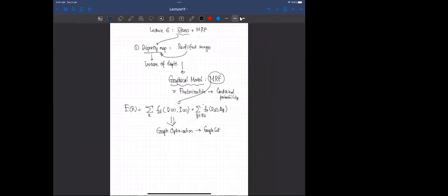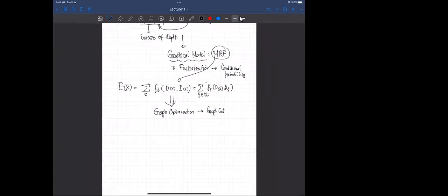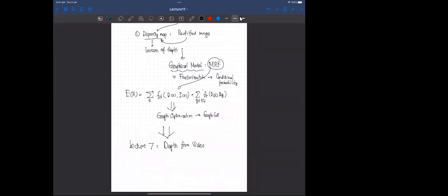Okay, so that's lecture 6. And lecture 7 is actually the continuation of this. Lecture 7 is depth from video. So we talk about more details on the case, how we can define this Markov random field. And this is part of your current assignment. So I think you know all the details of this already, so I will not discuss further unless you have questions. Any questions on the depth from video? Okay, if you don't have any question on depth from video, the next topic in lecture 8 is optical flow.